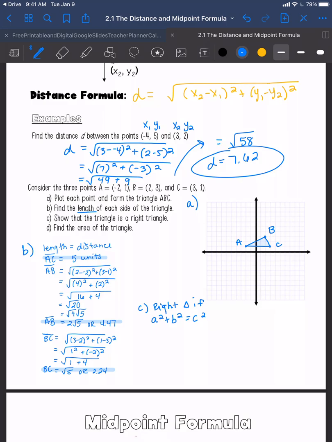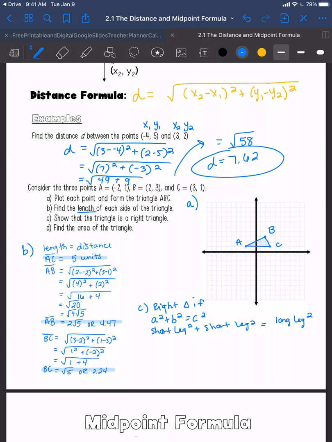Remember, the c squared is always the hypotenuse. So this is going to be short leg squared plus short leg squared equals long leg slash the hypotenuse squared. But we don't know if it's the hypotenuse or not because we don't know if it is a right triangle here. So the longest side out of all of those would be side AC, correct? Because it was 5 units.